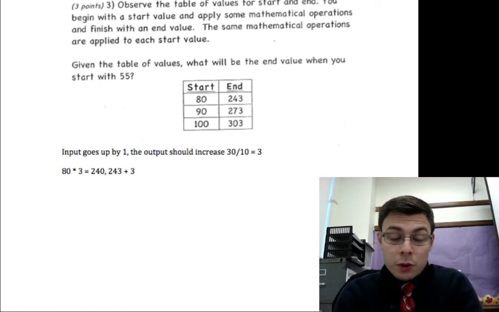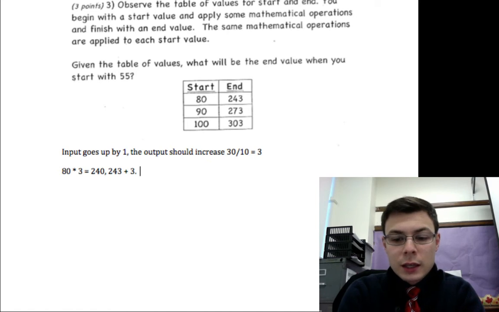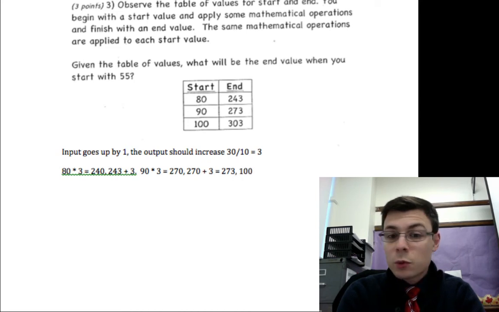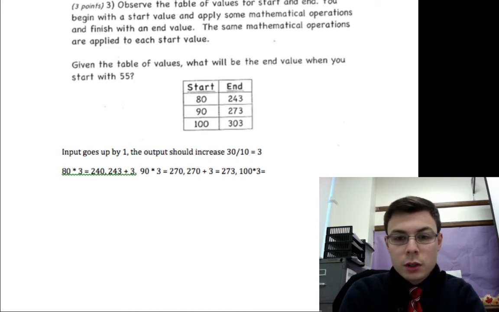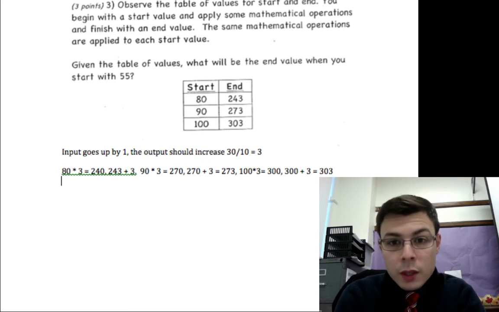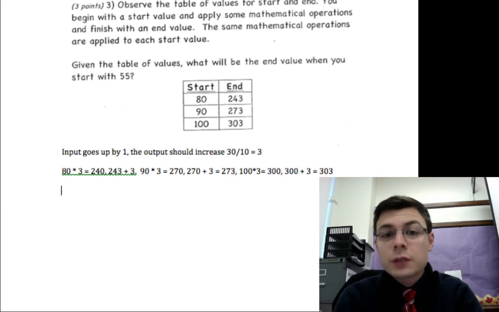And check, does that work with all the rest of them? Well, 90 times 3 equals 270. 270 plus 3 does give me the 273 I'm looking for. And for 100, 100 times 3 equals 300. And then 300 plus 3 gives me the 303 I'm looking for. So my rule here is times 3 plus 3.